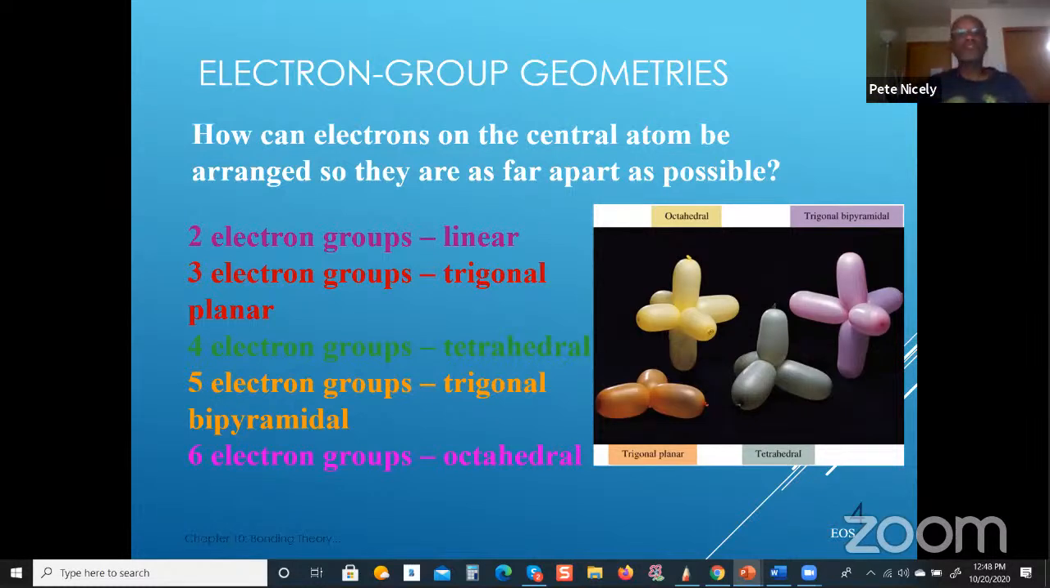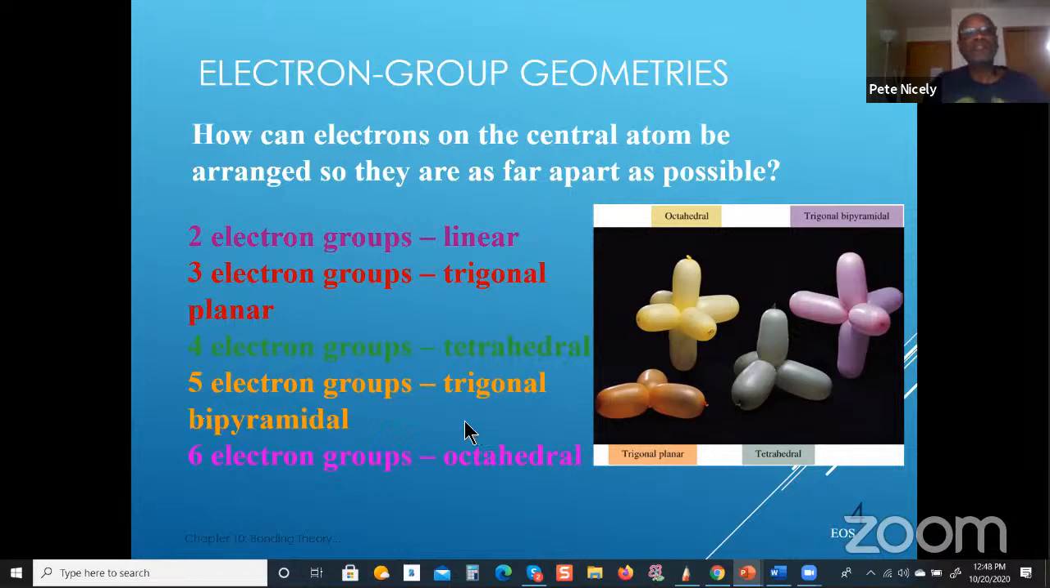If you have 3 electron groups, then, unfortunately, I don't have a model of the 2 electron groups here among these. The 3 electron groups, the shape would be trigonal planar, right? So that is this one right here. Over here, we have balloons that are being used as models to show the 3-dimensional shapes of these electron groups. So for the 3 electron groups, this would be the arrangement, trigonal planar. For 4 electron groups, the arrangement would be tetrahedral, as you can see here.